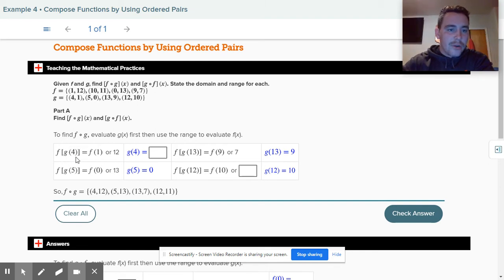First thing that we need to do is find out what g of 4 equals. G of 4 right here is 1. Now what we need to do is find out what f of 1 is, which is 12. So our first blank here, g of 4 is equal to 1.